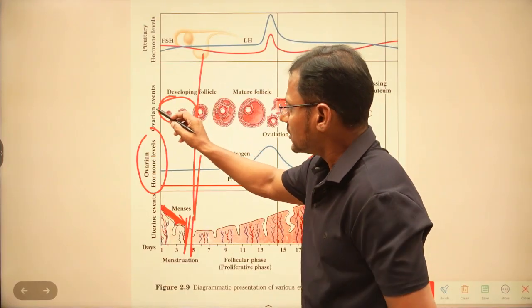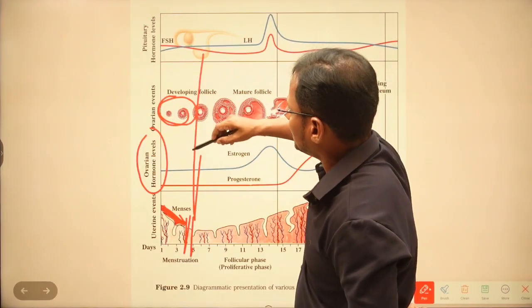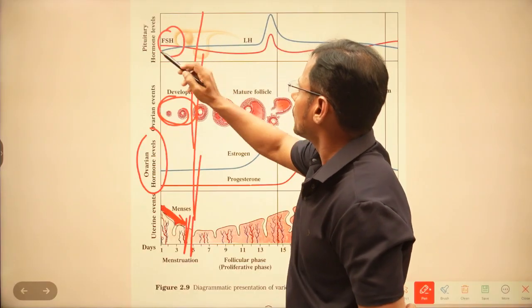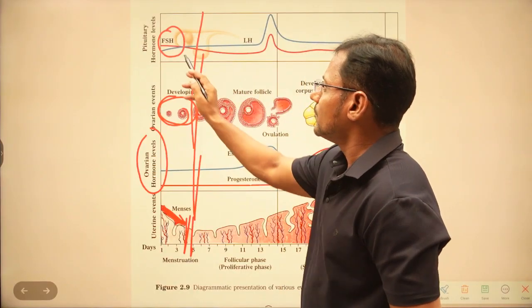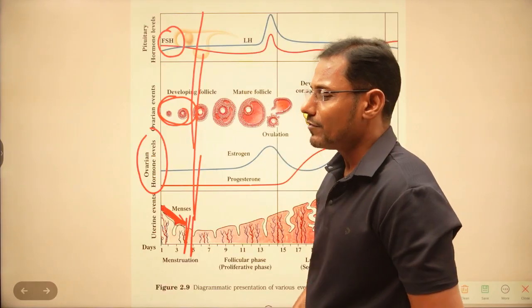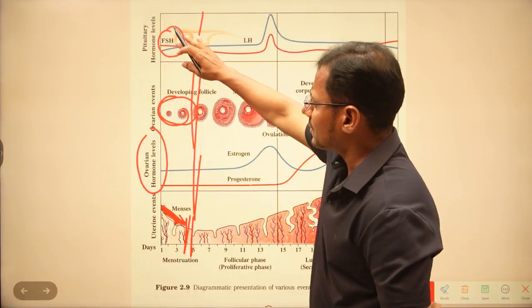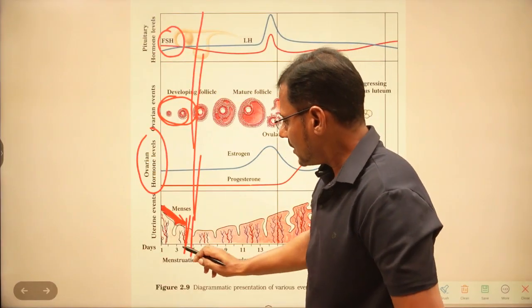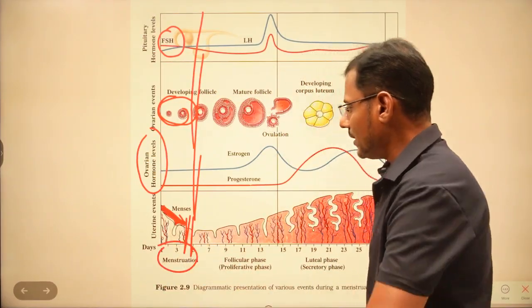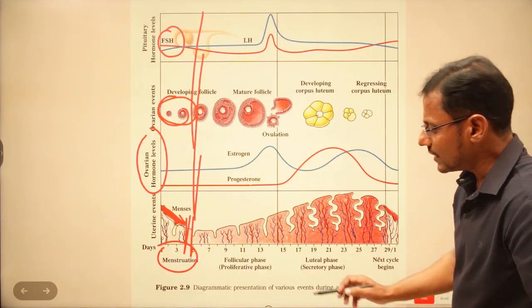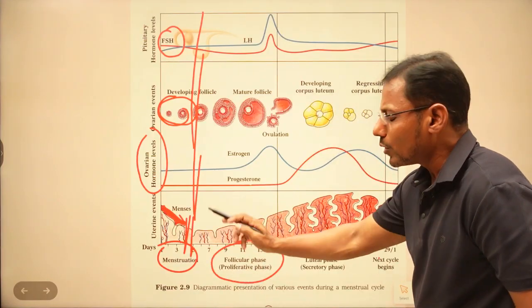Some changes are taking place, and here you can also see the follicle stimulating hormone as well as the luteinizing hormone. The blue line is indicating the luteinizing hormone level, and the red line is indicating the follicle stimulating hormone level. These are the quite common changes in the menstruation phase, right. And we'll come to the next phase, that is the follicular phase or proliferative phase.